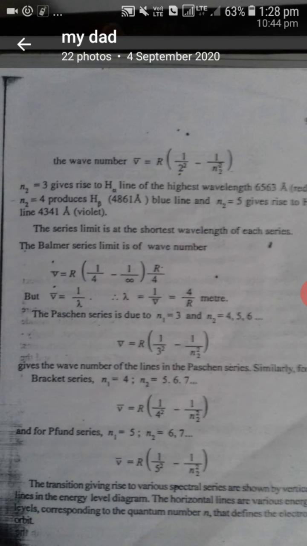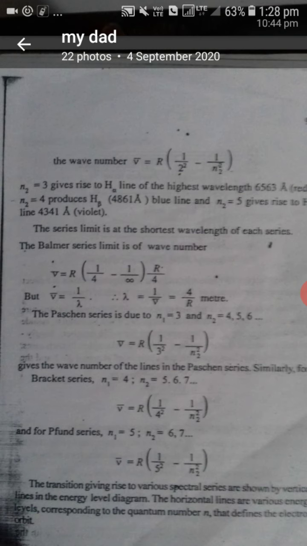Then Balmer series means the electron makes a transition from higher orbits 3, 4, 5 etc. to the second orbit. That is here n1 will be equal to 2, then n2 is equal to 3, 4, 5 etc. Then you substitute the values. Then Paschen series means the electron makes a transition from higher orbits 4, 5, 6 etc. to the third orbit. That is n1 equal to 3, n2 is equal to 4, 5, 6. Then you substitute the values.